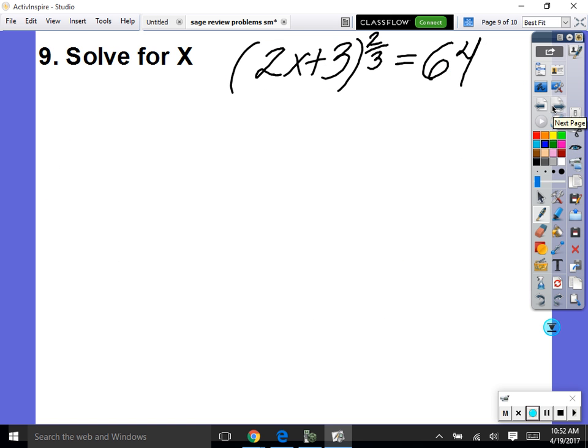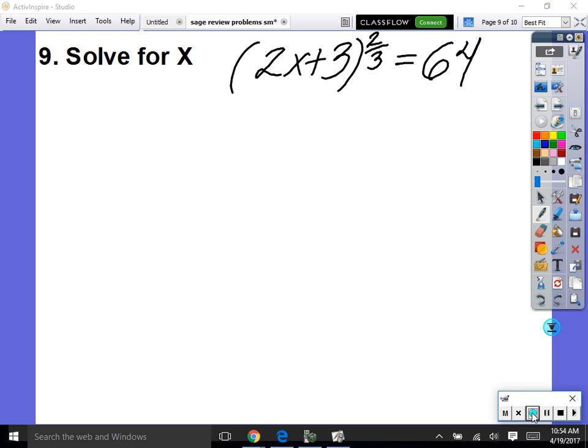Okay, solve for x, go. You're forgetting an answer. No. Yep. Not plus or minus that answer. No.